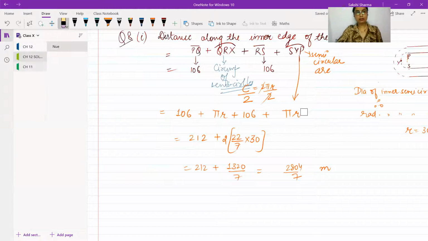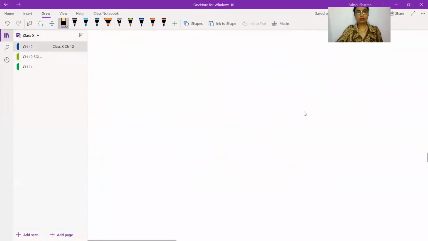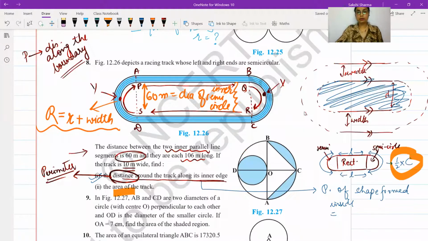Now the second part, where you have to find out the area of the track. You can do this in two ways. One is a little complicated, which says to find out the area of this shaded region, we will first of all find out the area of this whole figure, the whole track. If we find out the area of the whole track, it would be the area inside this boundary. From this area, the area of the whole shape, we will subtract the area which is unshaded, the inner area. This is one way of doing it, which is complicated.